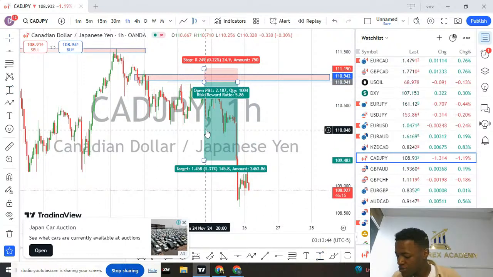How many people took CADJPY? Which pair did you take? This is CADJPY.